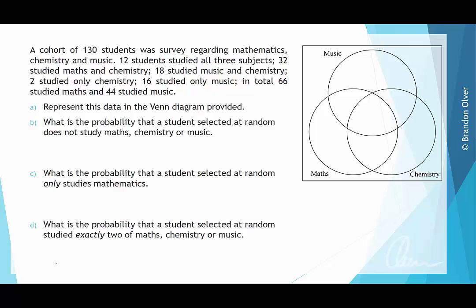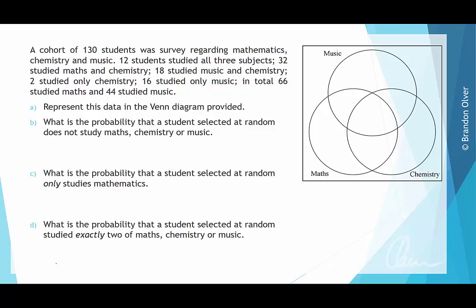A cohort of 130 students was surveyed regarding mathematics, chemistry and music. 12 students studied all three subjects. 32 students studied maths and chemistry, 18 studied music and chemistry, 2 studied only chemistry, 16 studied music only, and in total there were 66 students studying maths and 44 students studying music.